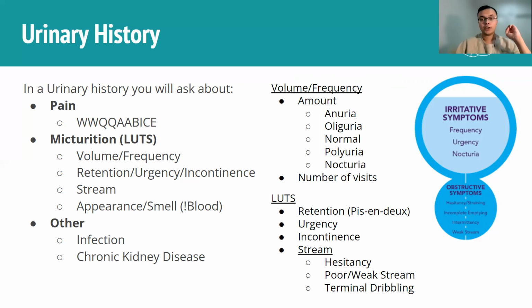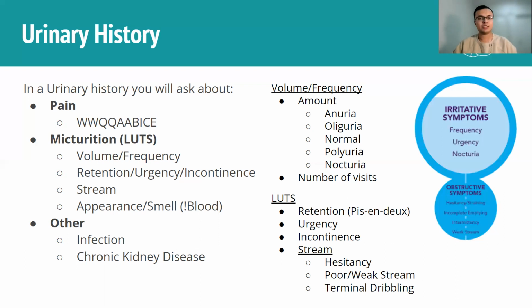You also have questions about stream. Now, stream is asking about the stream of urine they're producing. You want to ask, is it a bit hard starting that stream of urine? So is there any hesitancy? Is that stream that they're producing poorer or weaker than usual? So is it not going as far, or is it weaker in that sense, so being shorter than usual. And then you have terminal dribbling. So at the end of that stream, when they've finished urinating, is there still a little bit of urine that trickles out? And that's called terminal dribbling.